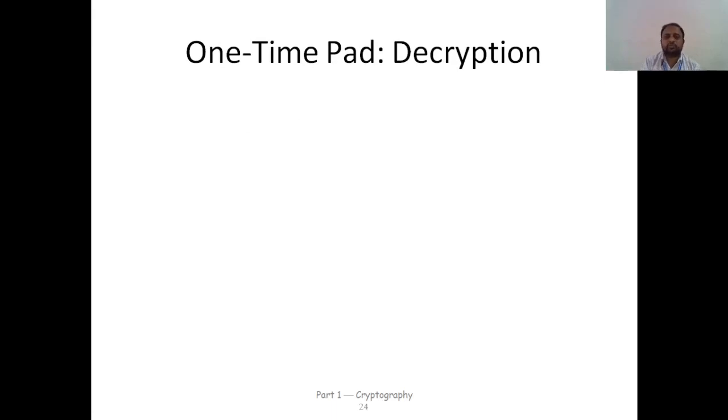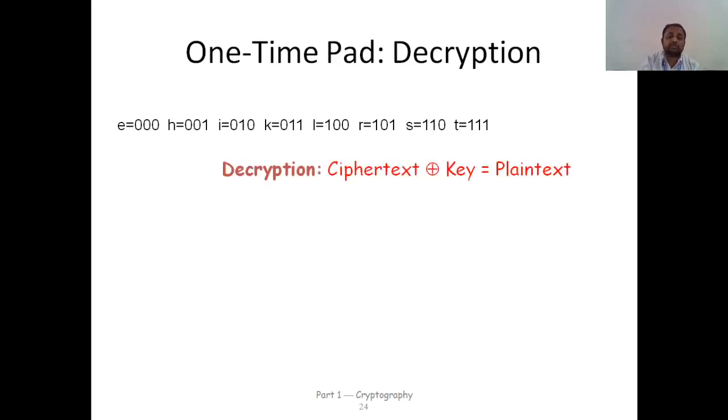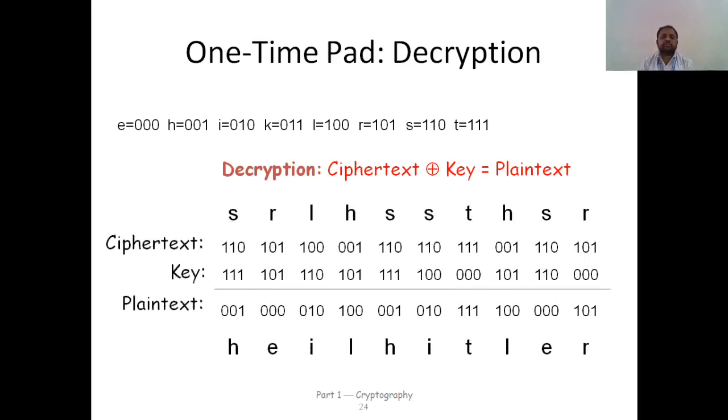Now we'll go for that decryption process. In the decryption process, what we have to consider initially is again the same letters, that is E, H, I, K, L, all those things. After that, we consider the decryption algorithm, that is, ciphertext XORed with the same key, which is equal to plain text. So this is the entire procedure here.